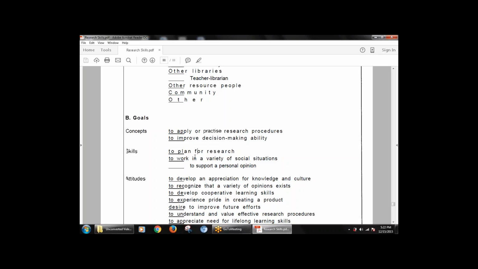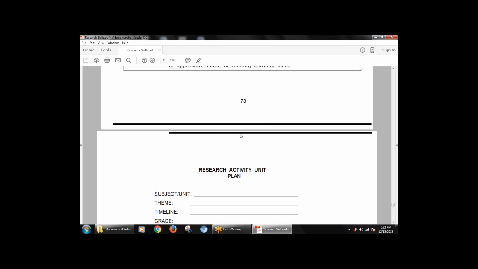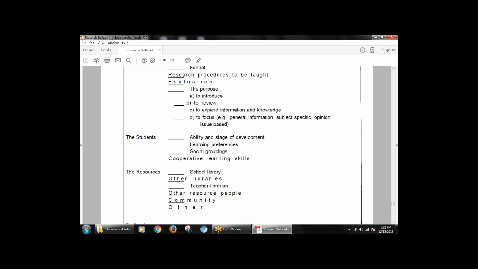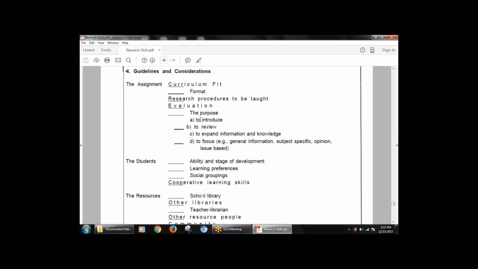Then attitudes: to develop an appreciation for knowledge and culture, to recognize that a variety of opinions exist, to develop the cooperative learning skills, to experience pride in creating a product. That is the attitude needed in the goals, as a planning research checklist, to check whether that goal attitude is available or not.